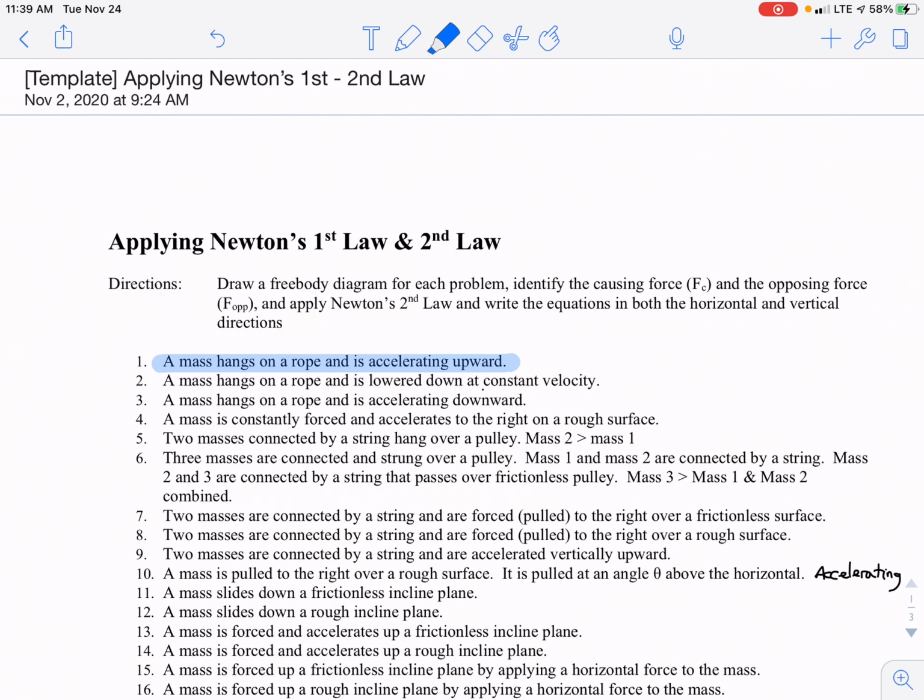Hello. In this video series, we're going to be taking a look at applying Newton's first and Newton's second law of motion to various scenarios that have shown up on different AP exam questions. Let's take a look at number one. Number one says a mass hangs on a rope and is accelerated upward.